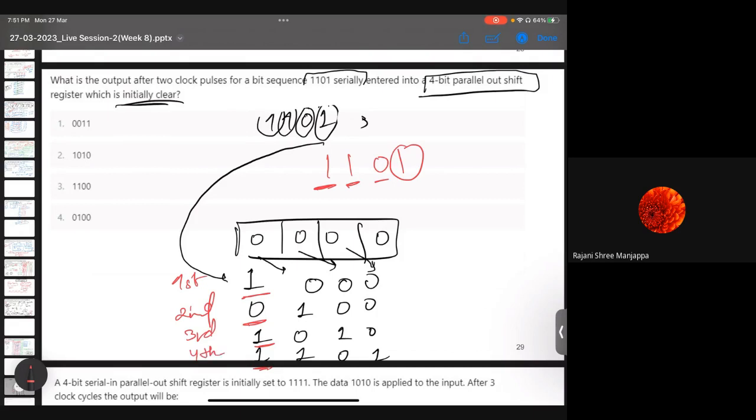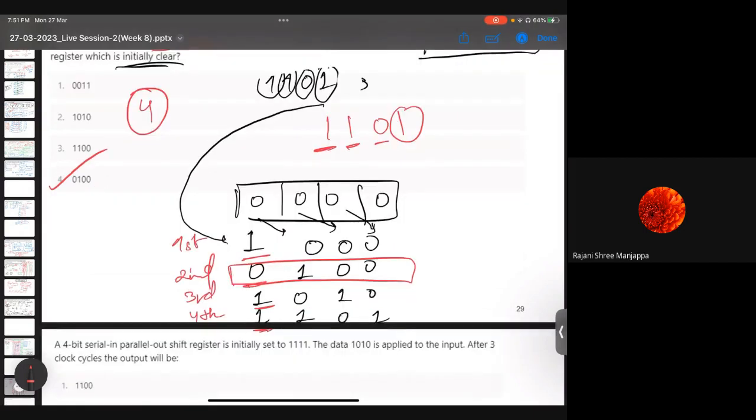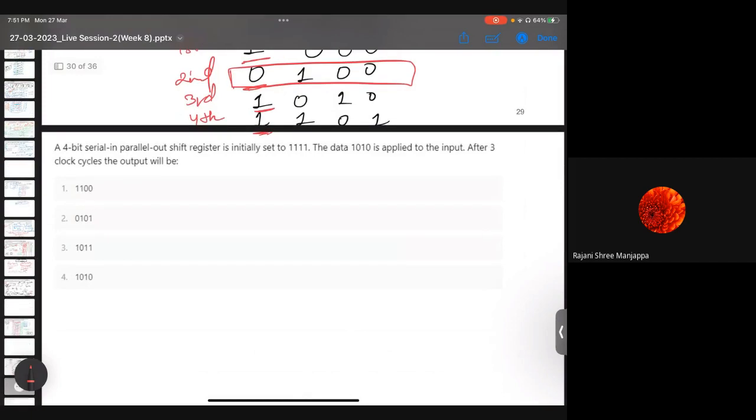The question says what is the output after 2 clock pulses? So this is the output 0 1 0 0, which is option number 4. Is it fine? Yes, sir. So you can try this question now. Maybe you can tell me the answer quite quickly.